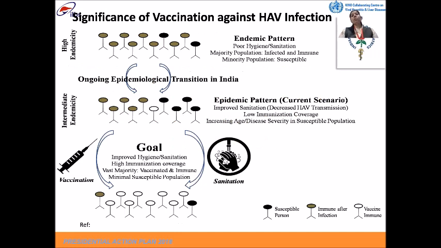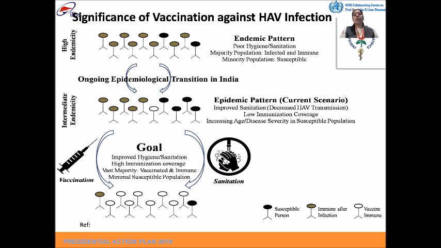Coming to the significance of vaccination against HAV infection. It is very important, especially in the case of the earlier endemic pattern, where due to poor hygiene or sanitation and an overcrowded population, infections are very prevalent all over the area, and people get infected and finally get long-term immunity. So for them, there is no need for vaccination.